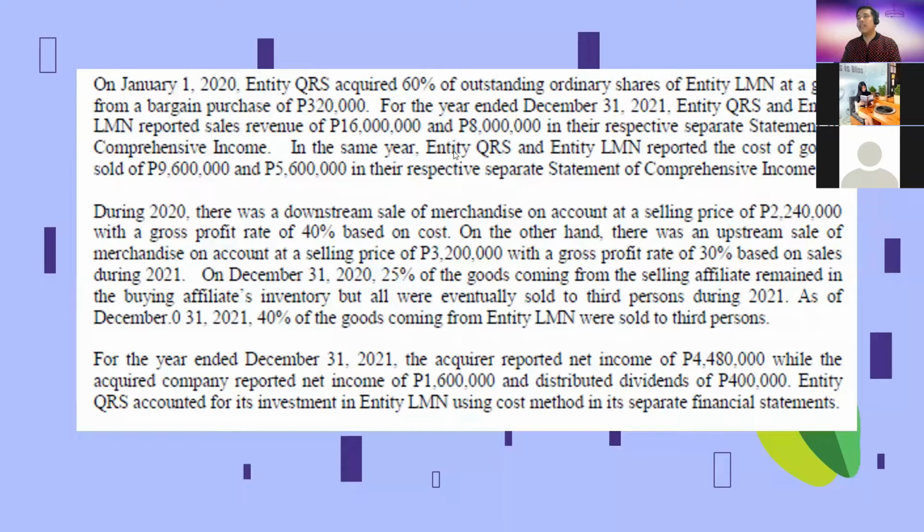In the same year, entity QRS is the parent. I hope we have established that as early as we've completed reading yung first sentence pa lang. And entity LMN, the subsidiary, reported the cost of goods sold of 9.6 million and 5.6 million in their respective separate statement of comprehensive income. During 2020, there was a downstream sale of merchandise on account at selling price of 2,240,000 with the gross profit of 40% based on cost.